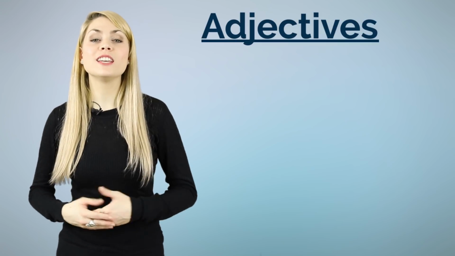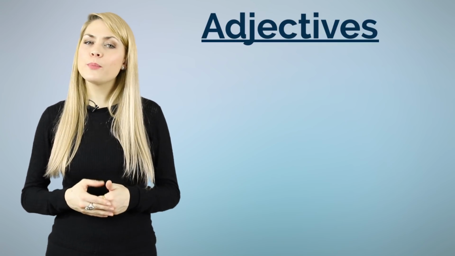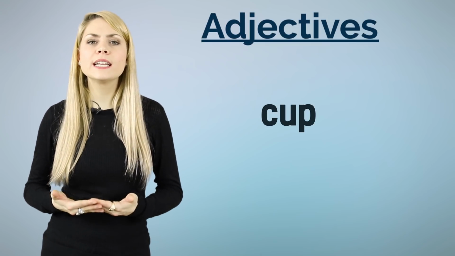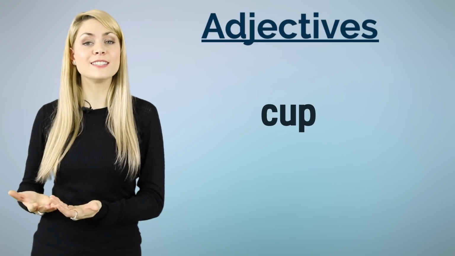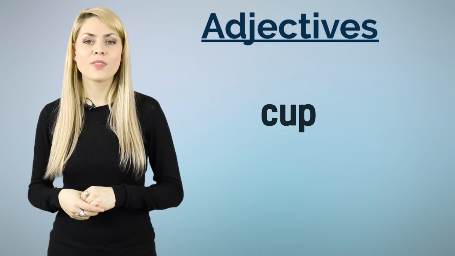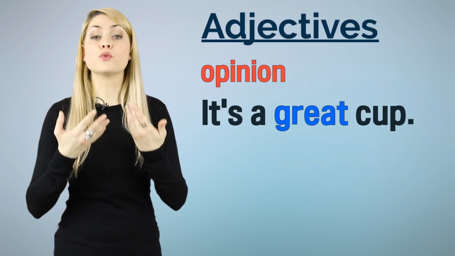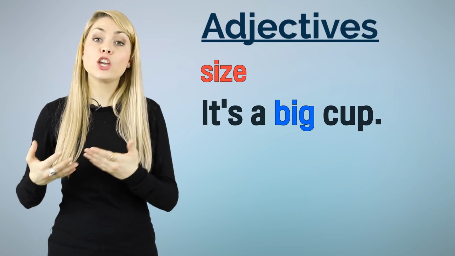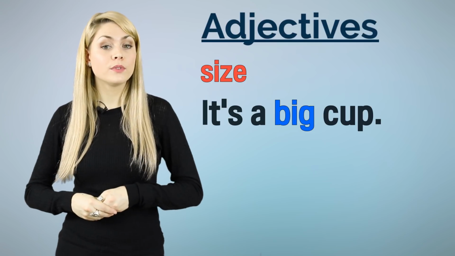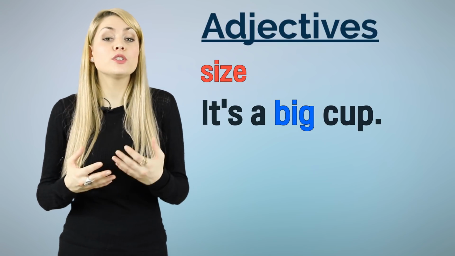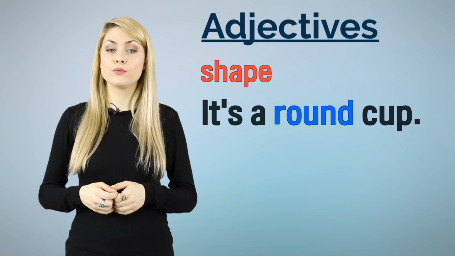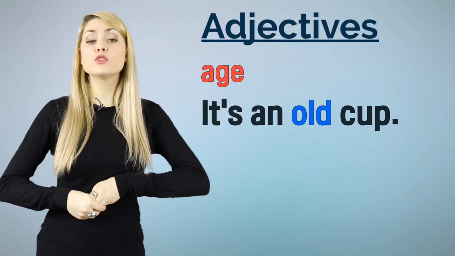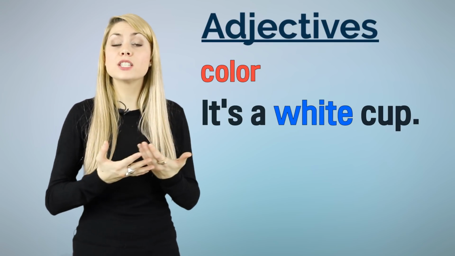Adjectives give us so much information about nouns. Let's, for example, take a common noun, cup, and see how many ways there are in English to describe a cup using different kinds of adjectives. Let's see. We can say, it's a great cup. You just give your opinion. It's a big cup, talking about the size of the cup. If you want to talk about the shape of the cup, you could say, it's a round cup. It's an old cup, if you want to talk about age. Or if you want to say what color it is, it's a white cup.